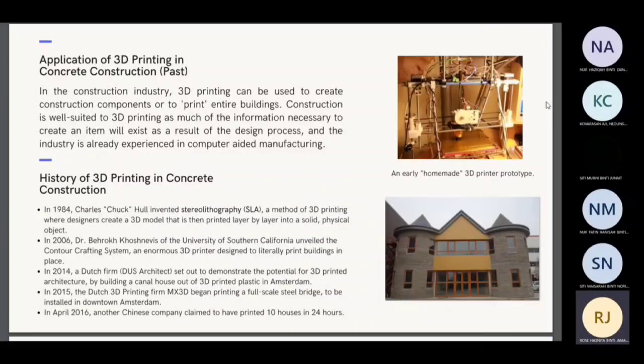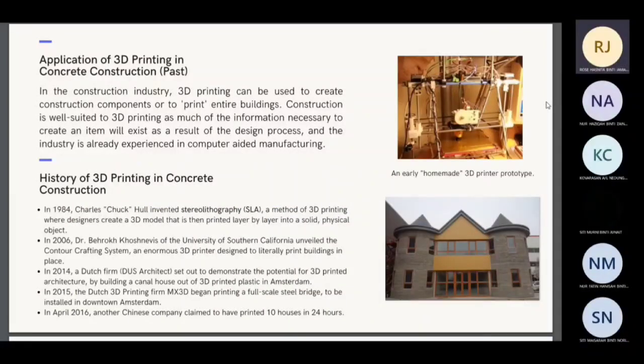Next is application of 3D printing in concrete construction. In the construction industry, 3D printing can be used to create construction components or to print entire buildings. Next, history of 3D printing in concrete construction. In 1984, Charles Chuck invented stereolithography, a method of 3D printing where a designer creates a 3D model that is then printed layer by layer into a solid physical object.